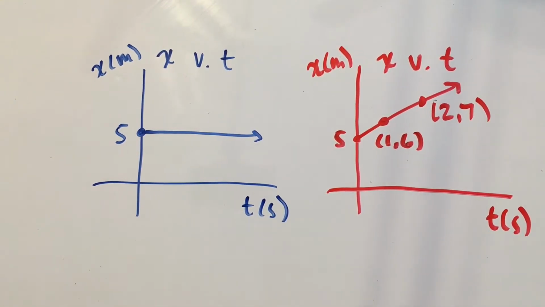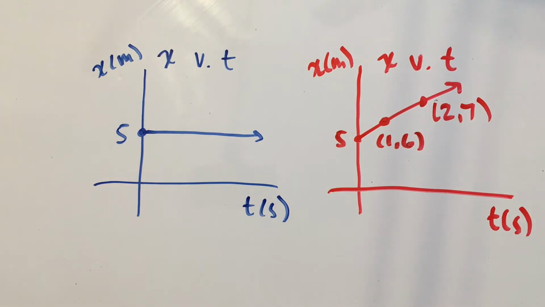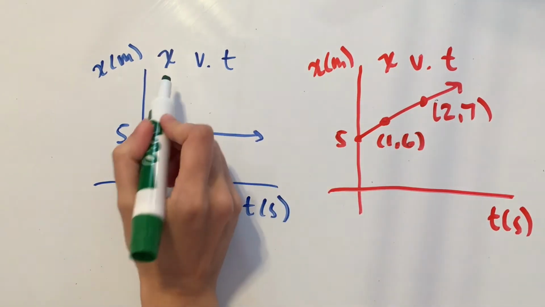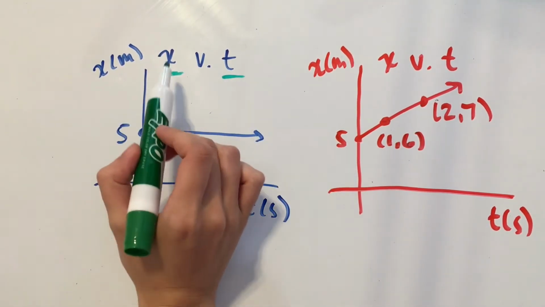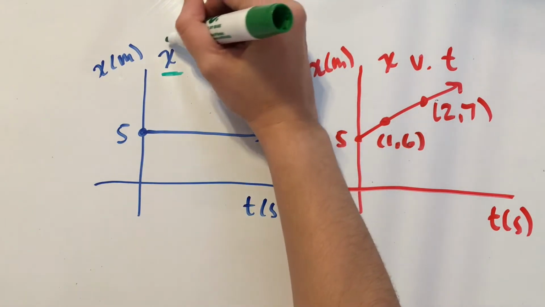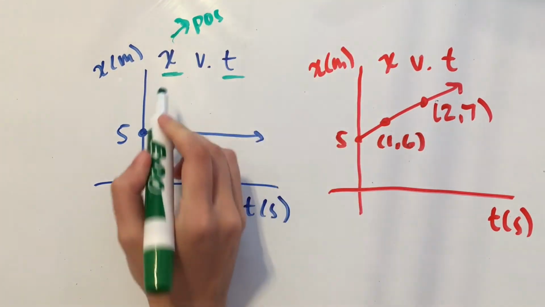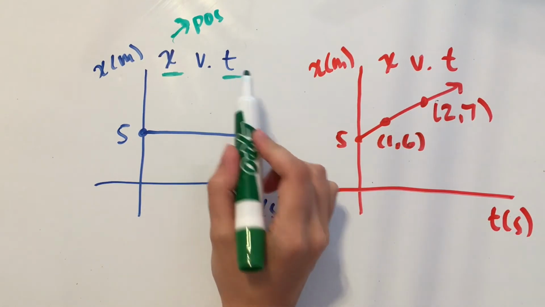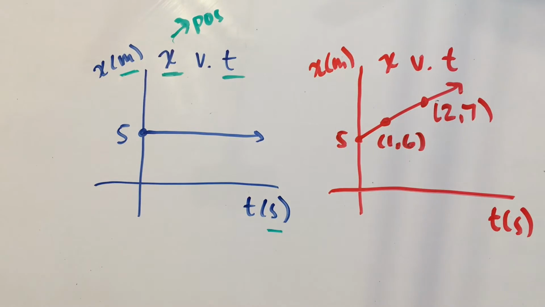So here I have two position versus time graphs, and before we do anything about comparing these two graphs, let's go over the basics first. We can see that we have an italicized x versus t, and what this is saying is that the italicized x stands for position in physics. So this is position versus time, and position is measured in meters while time is measured in seconds.